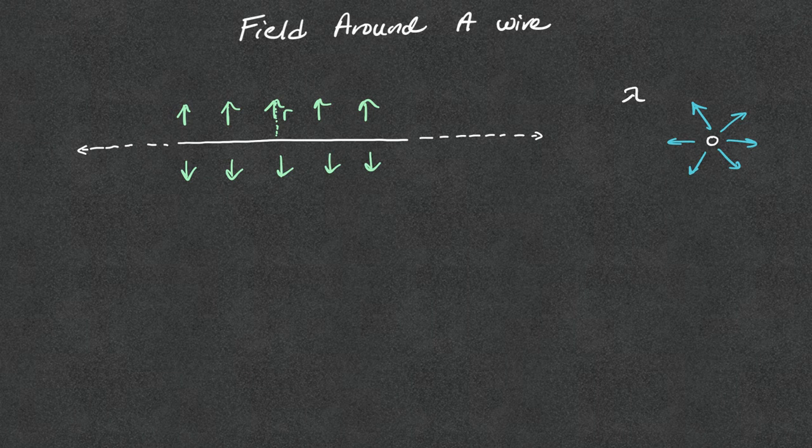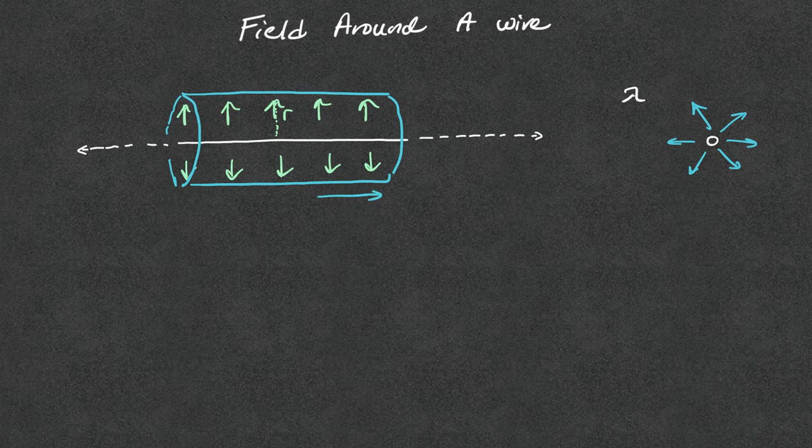Okay, so let's draw our Gaussian surface surrounding this object. Our Gaussian surface is going to be a cylinder, so I'm going to draw a cylinder. And that cylinder is going to have length L and radius r.